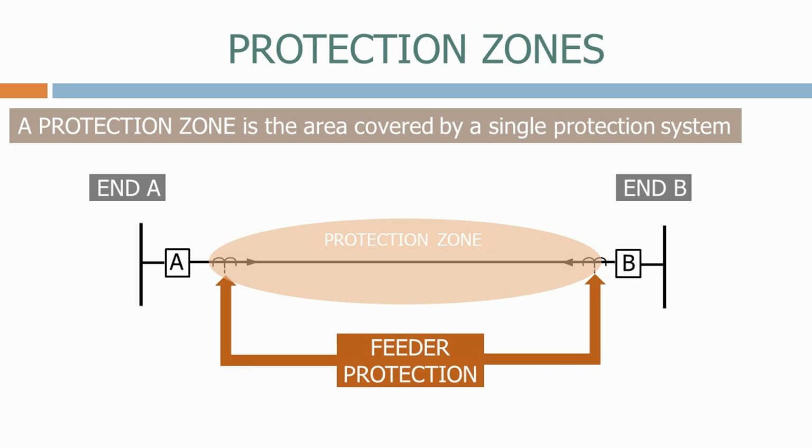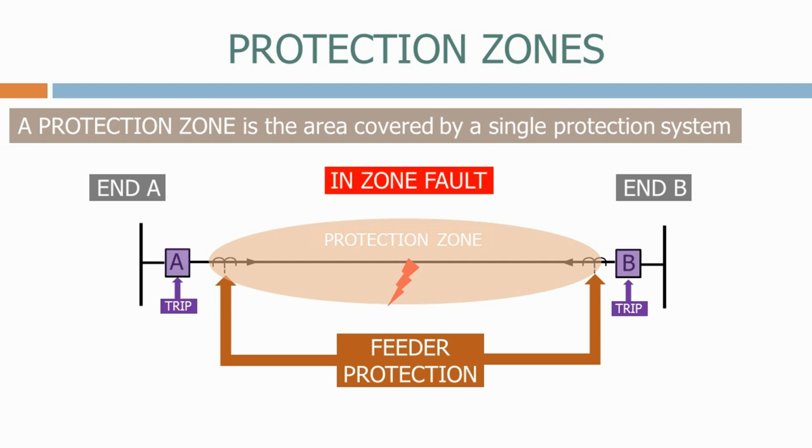Let's now close the circuit breakers, energizing the feeder. If a fault occurs in between the current transformers, this is classed as an in-zone fault. Because it's an in-zone fault, the feeder protection will operate, tripping the circuit breakers at both ends of the feeder, clearing the fault from the system. Let's now clear the fault.